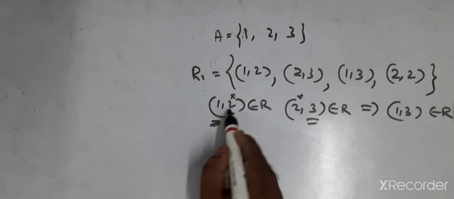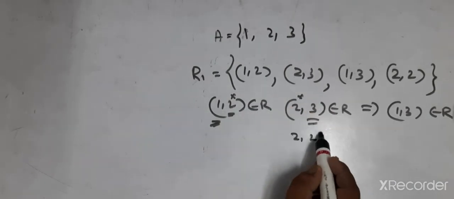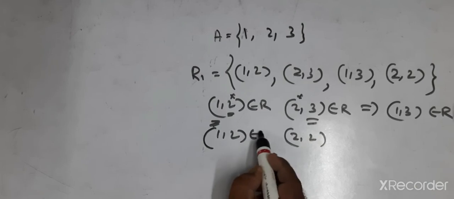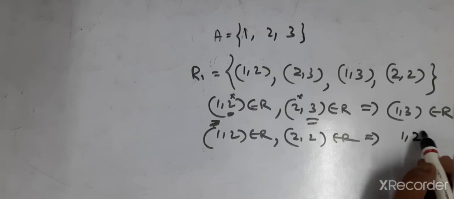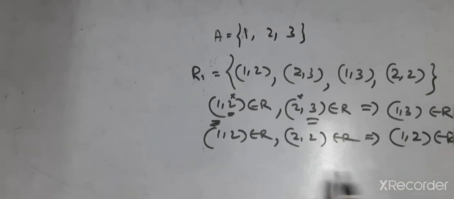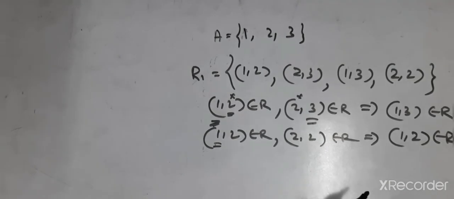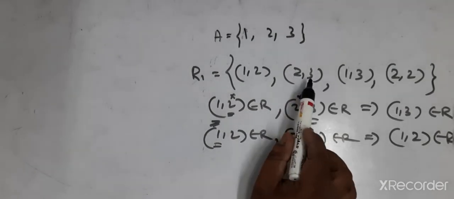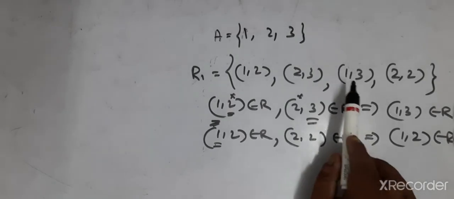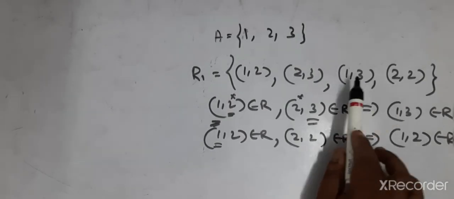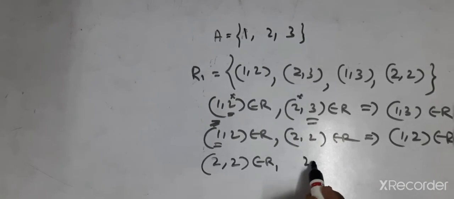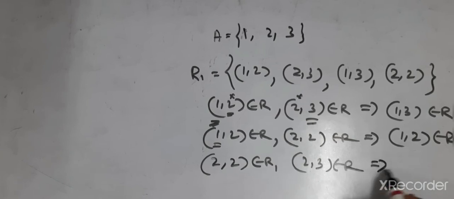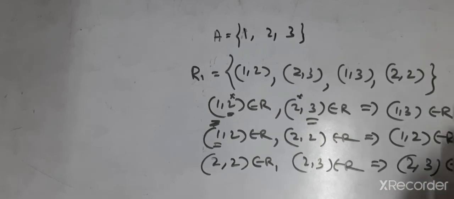Again, is there any element starting with 2? Yes, that is (2, 2). So here 2 and here 2, so this implies (1, 2) belongs to R. This is also correct. Next you take any other element. Then (2, 3): is there any element starting with 3? No, so no need to consider. Again you take (1, 3): is there any starting with 3? No. Again you take (2, 2) and (2, 3). That belongs to R. This implies (2, 3) belongs to R. So it is transitive.